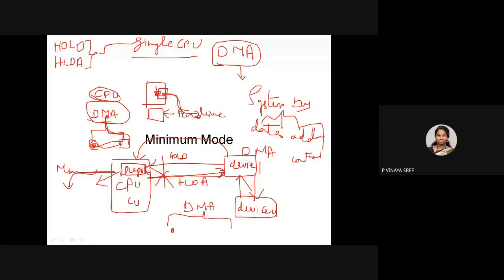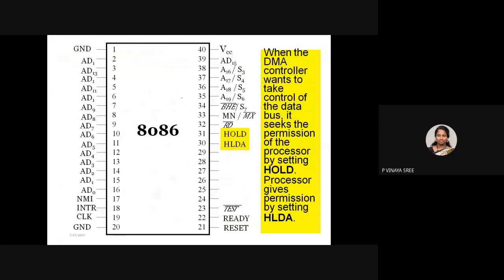So that is the concept of DMA, where hold is given by the DMA to the processor for requesting the system bus, and hold acknowledgement is given by the processor to the DMA: yes, you can take the system bus for transferring of data. Okay, this is about hold and hold acknowledgement.